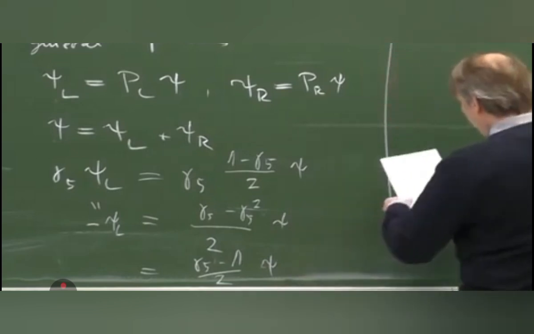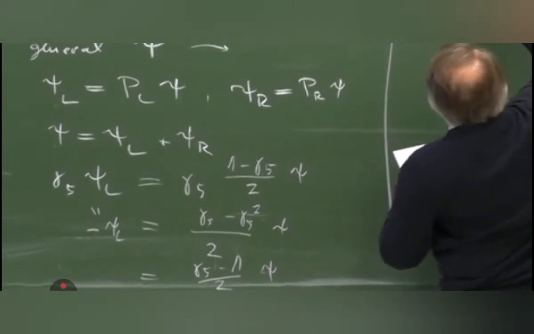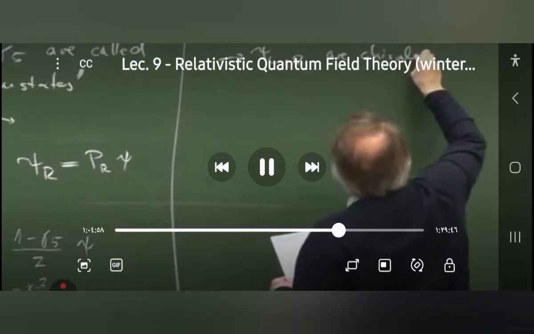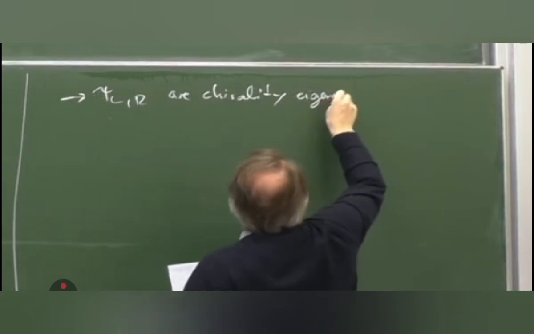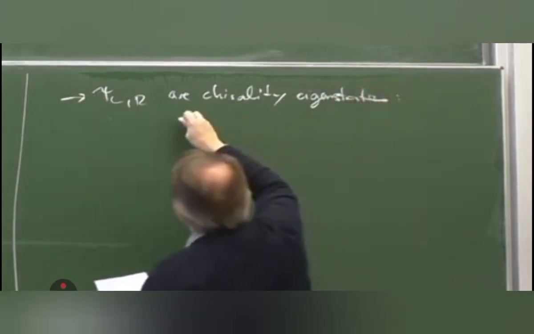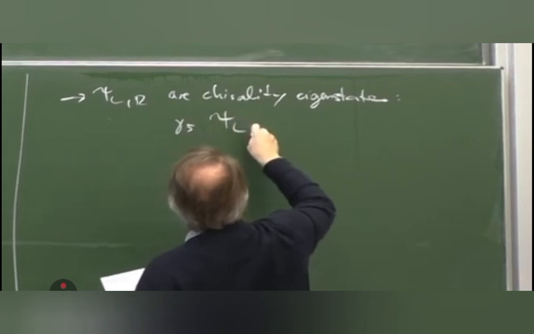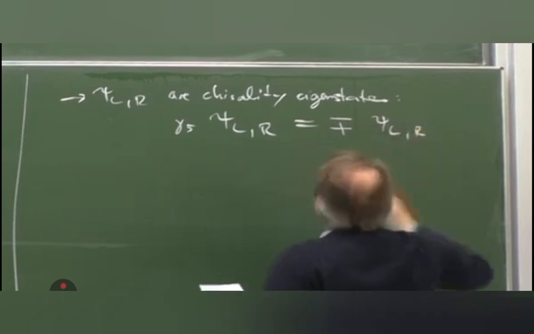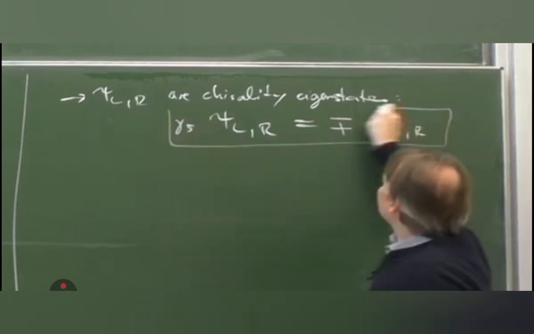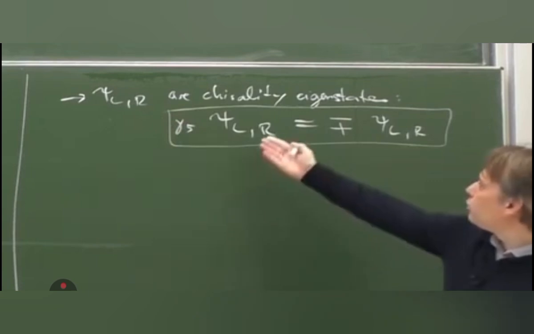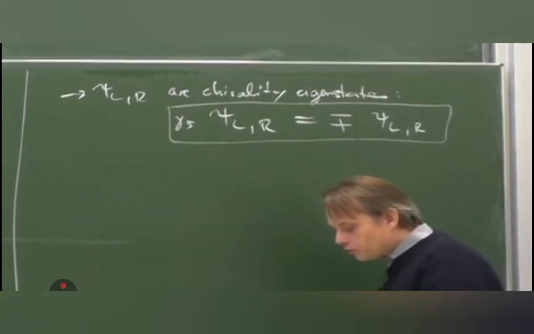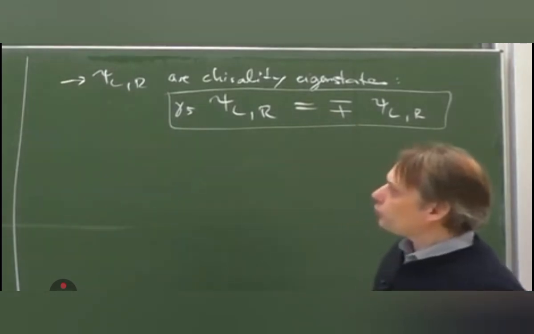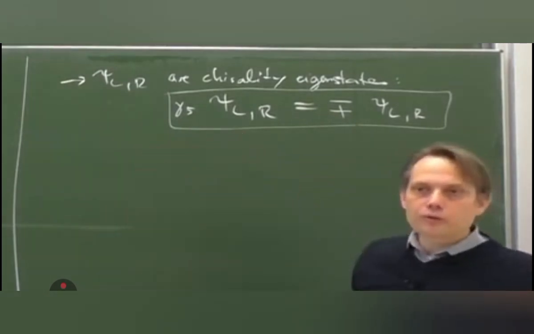So let's write that down. Psi left and right are chirality eigenstates. Gamma 5 psi left or psi right is equal to minus or plus psi left or psi right. So for any spinor, you can always construct a left-handed and a right-handed spinor, which is a chirality eigenstate. So that is nice, and that exemplifies that such chirality eigenstates really exist.